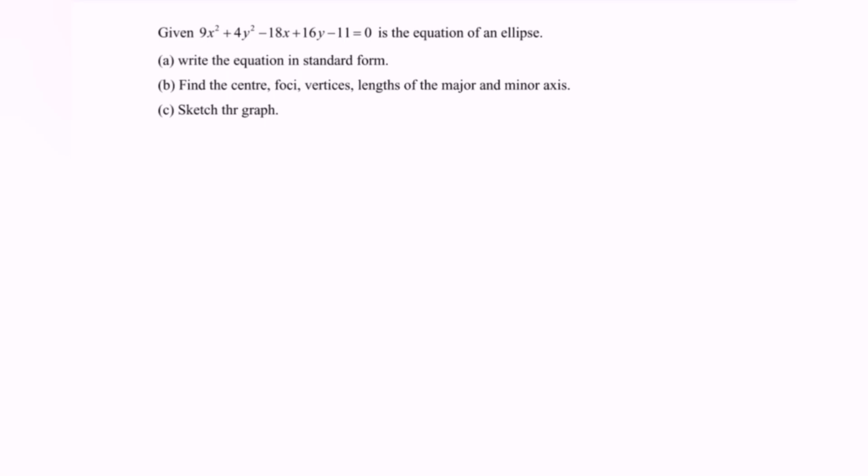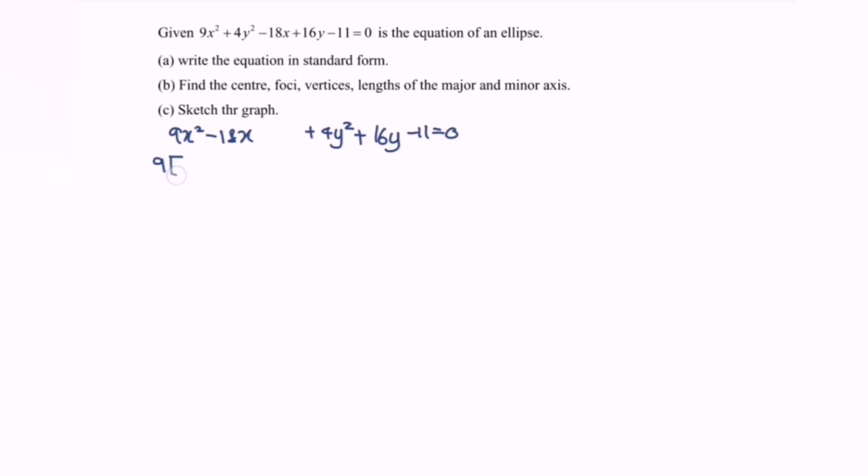I'm going to discuss the example for conics. Given 9x squared minus 18x plus 4y squared plus 16y minus 11 is equal to 0 is an equation of an ellipse. A. Write the equation in a standard form. B. Find the center, foci, vertices, length of the major and the minor axis. Finally, sketch the graph. So first what we have to do is to complete the square.